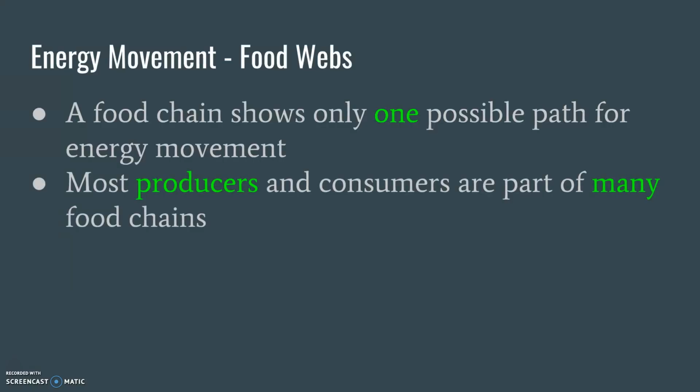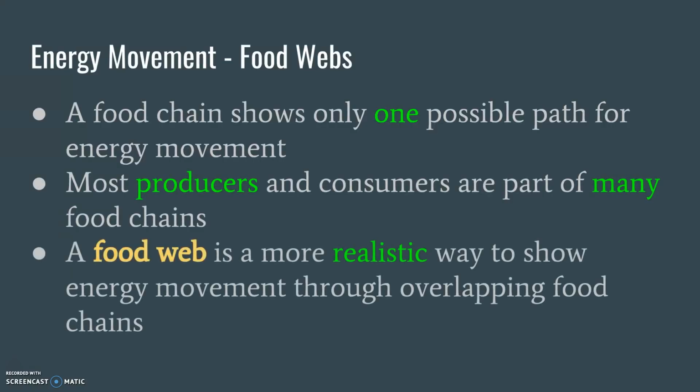So most producers and consumers are part of many food chains. So that's why we're going to put a food web together. Think of a spider web. It's all complicated, and there's different paths, and there's different ways you can go. So it's a more realistic way to show how energy moves through overlapping food chains. We're going to put a bunch of food chains together in the same food web. Once you understand the pattern, this is super easy to get. It does take a minute to understand what's going on though, but we will tackle this together. I'm not going to leave you behind.